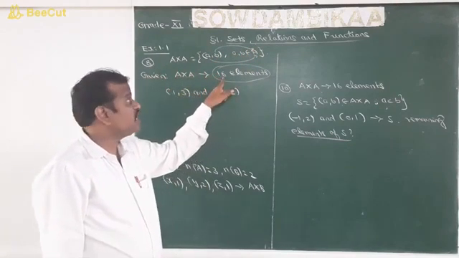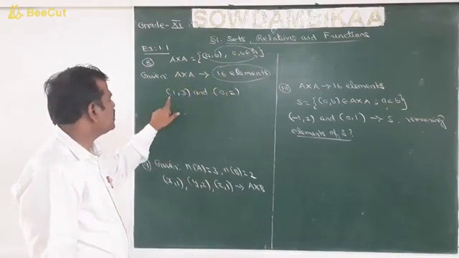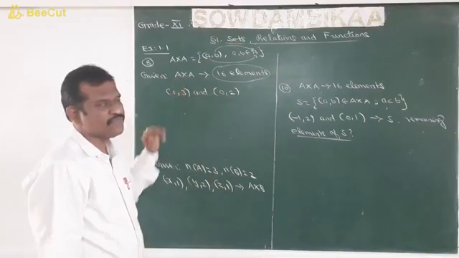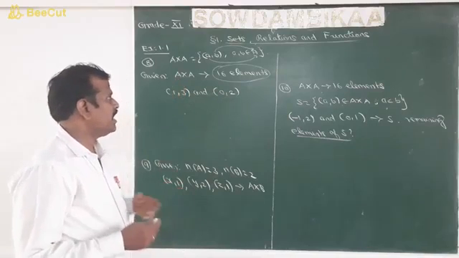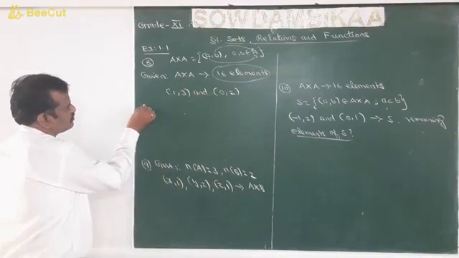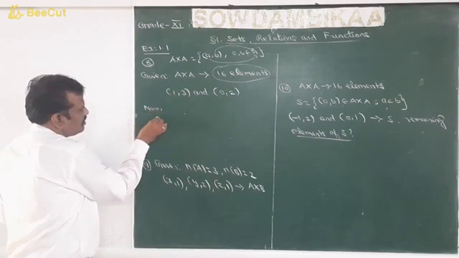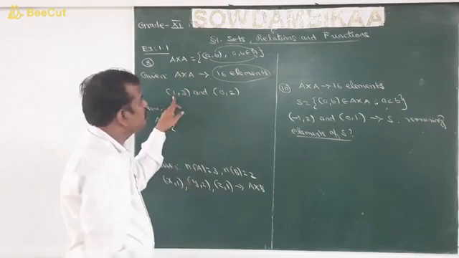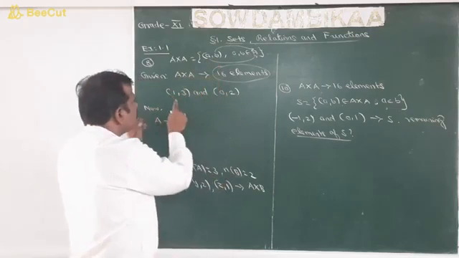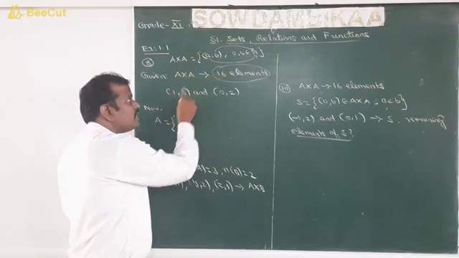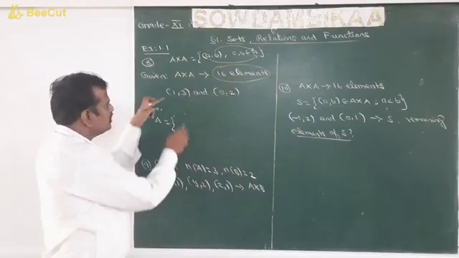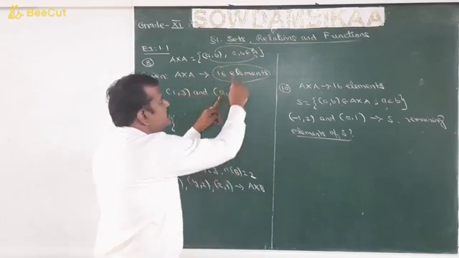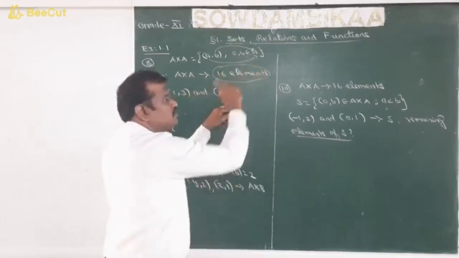6 elements, 16 elements. Is it clear? So 1, 3 and 0, 2 are the elements of A cross A. We have to find A. So now, 1, 3 is the element of A cross A, so that is A, B. So 1, 3 means both the elements are in A only. Is it clear? So therefore 1 is there in A, 3 is there in A, and 0 is also there in A, 2 is also there in A.